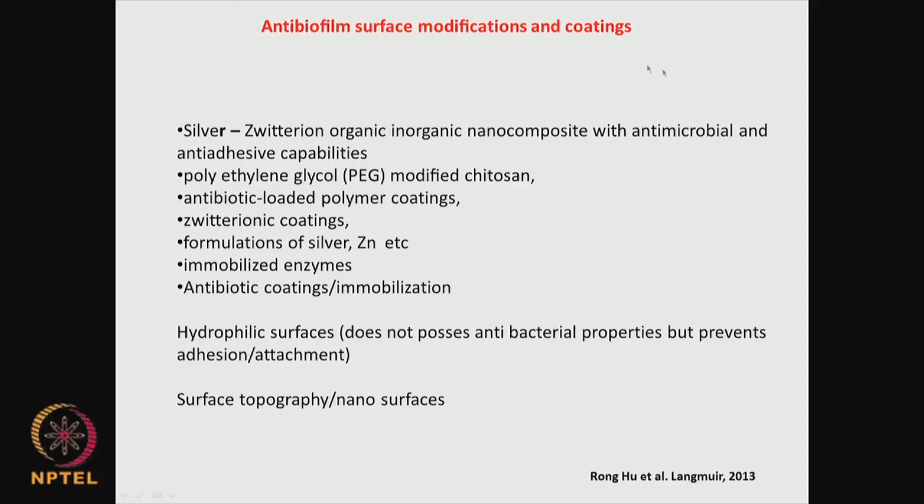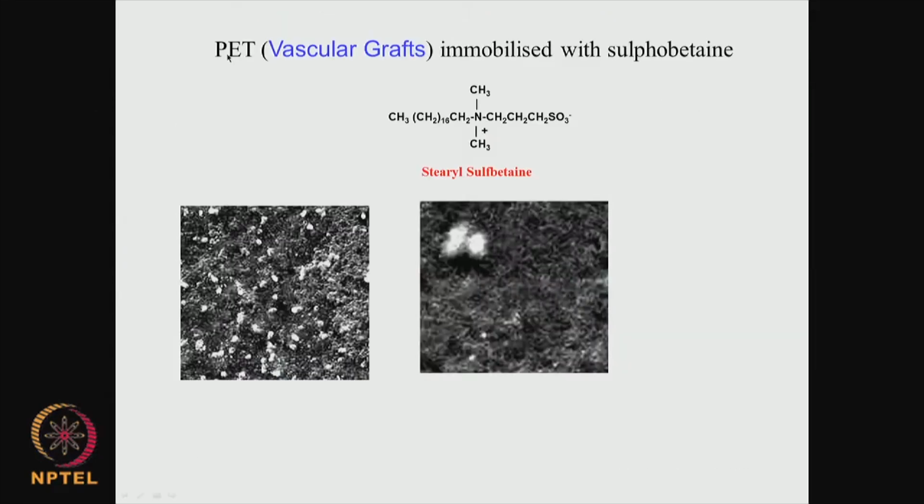So, different approaches have been looked at, and I gave you examples of some of these approaches in the previous class. We will look at a few more of these approaches. For example, polyesters, or polyethylene terephthalate. This is a polymer, a terephthalic polymer. It is quite widely used in large diameter vascular grafts.